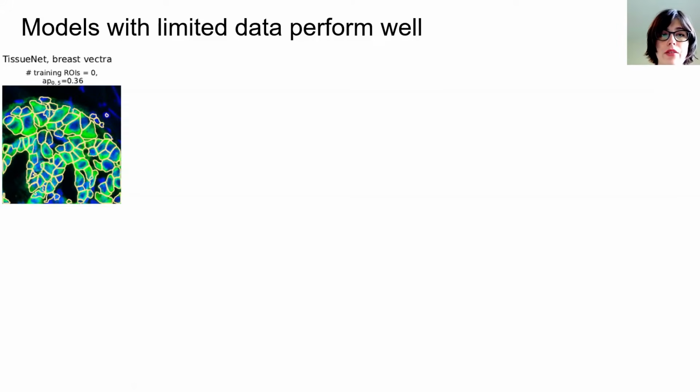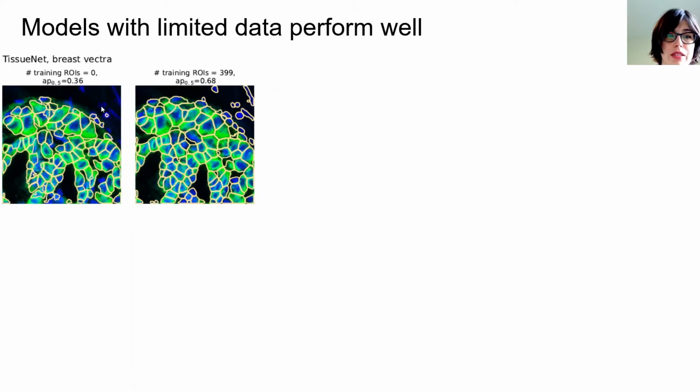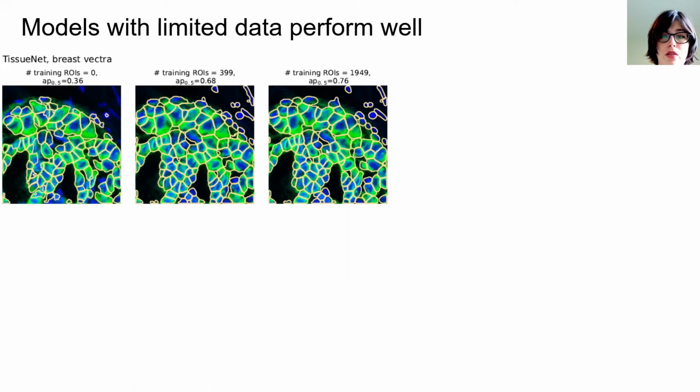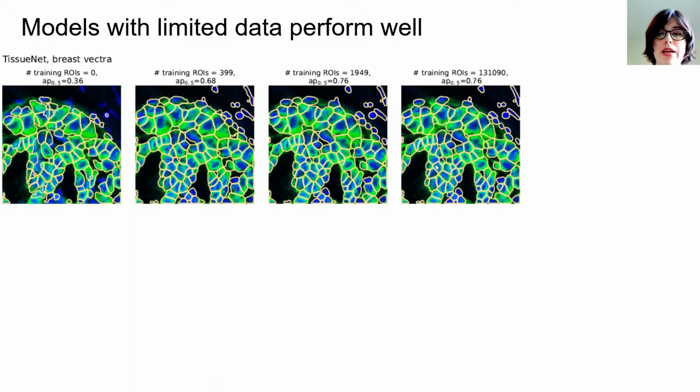Okay, so here's how well a model does with limited data. We start with the TissueNet breast spectra class, and we apply the Cellpose model to it. We get an accuracy of 0.36. And we can start adding training ROIs and retraining the Cellpose model with the segmentation. With this style in particular, you can see the nuclei that weren't segmented here are now being segmented here when 400 training ROIs are added. If we add almost 2,000 training ROIs, you can see that the accuracy goes up even more. But as we add more training ROIs, the accuracy appears to saturate.